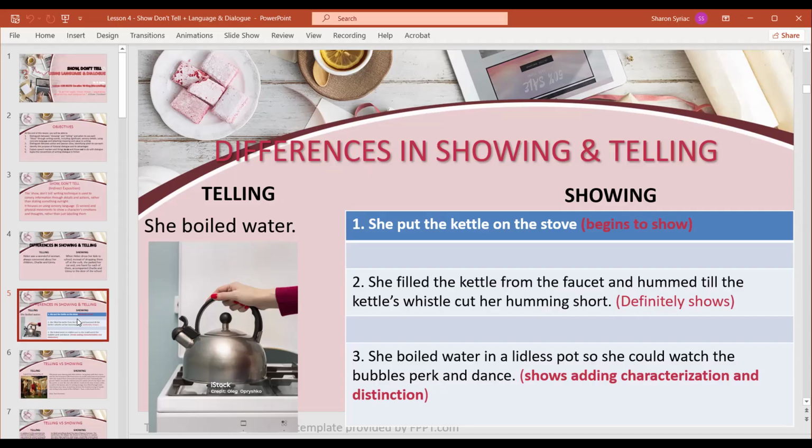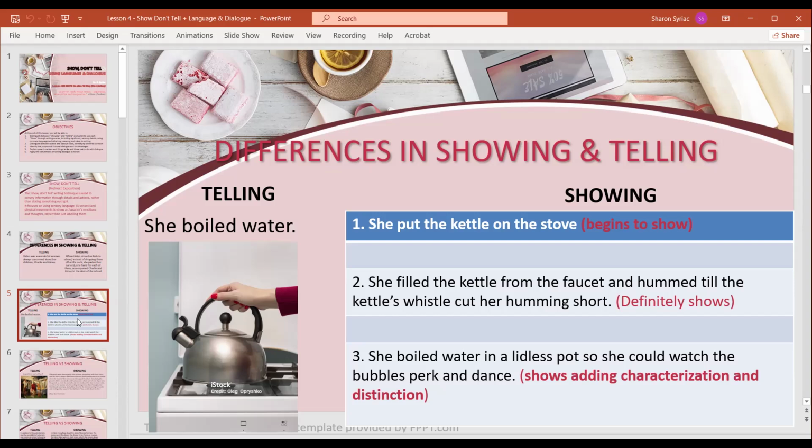So what is happening is your readers can visualize it. They can visualize a woman filling the kettle from the faucet. You can almost hear her humming as she put it on the stove, and her humming cut short as the kettle started to whistle. You're definitely showing.